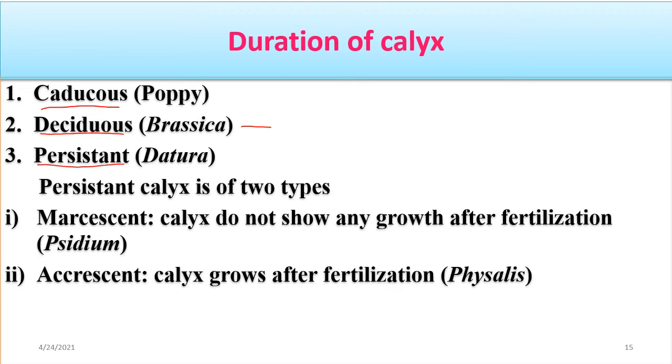The third type is called persistent, which remains as it is along with the fruit. And this persistent calyx is of two types. One is marcescent and the second is accrescent. Marcescent is a kind of calyx which does not show any growth after fertilization. It remains as it is. Fruit size grows, but the calyx remains as it is. In accrescent, the calyx grows after fertilization. Along with the size of the fruit, the persistent calyx also grows, and that is called accrescent.